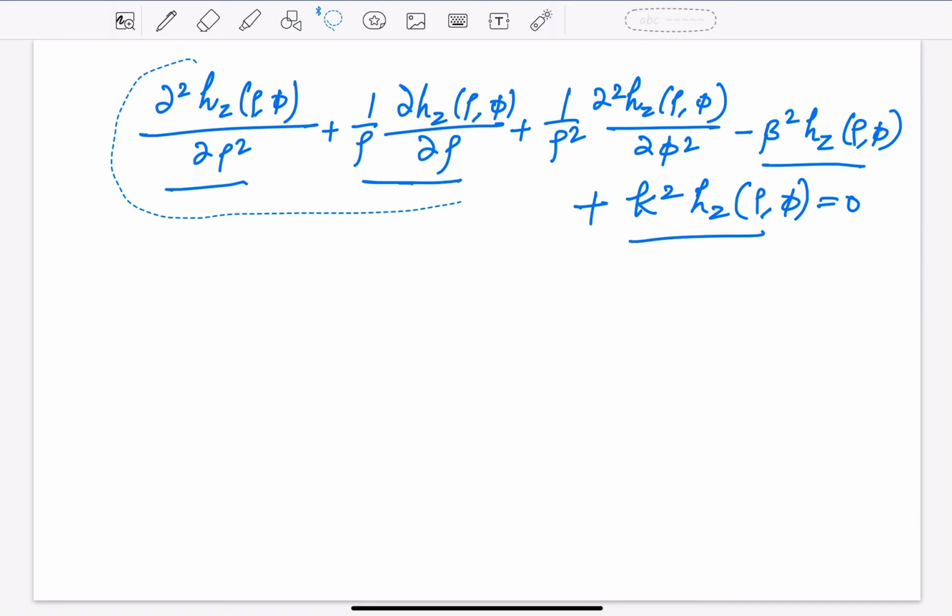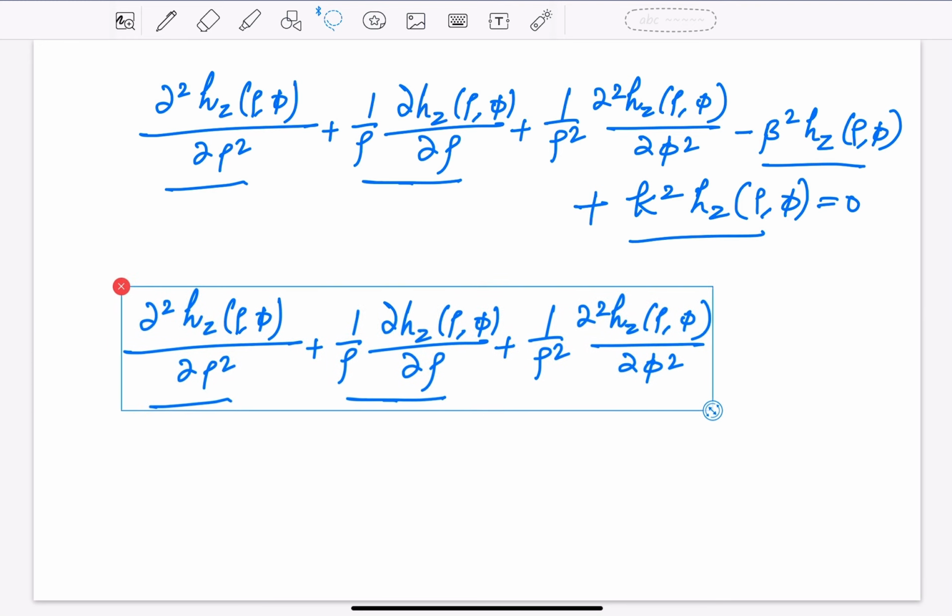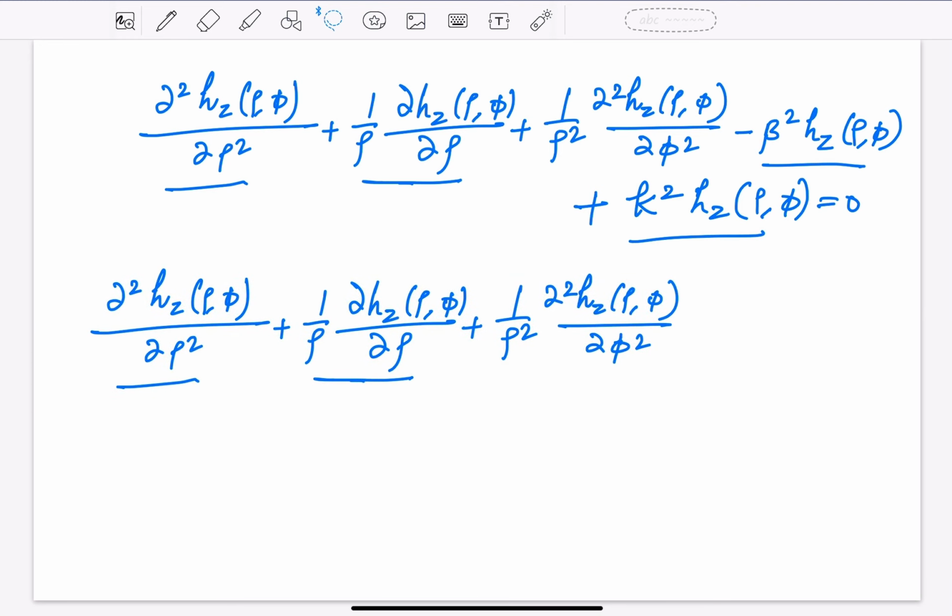So this term will remain the same, so I can copy it, and the last term will be plus this k square minus beta square, which you can replace here with kc square, Hc of rho phi, and equal to 0. And kc square, you know, this is k square minus beta square.